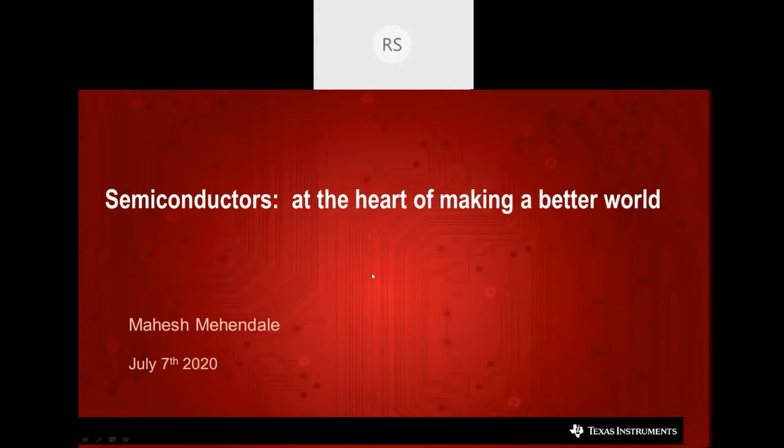We are very pleased to have with us today Dr. Mahesh Mehendale. Dr. Mehendale is a Texas Instruments Fellow, and he leads research in the Kilby lab. Presently, he is focusing on embedding machine learning targets on always-on Internet of Things sensor nodes.